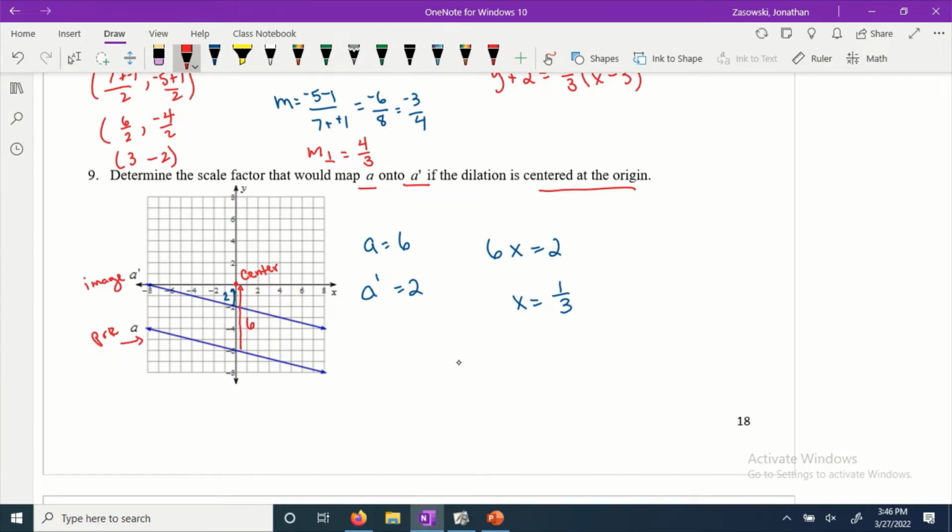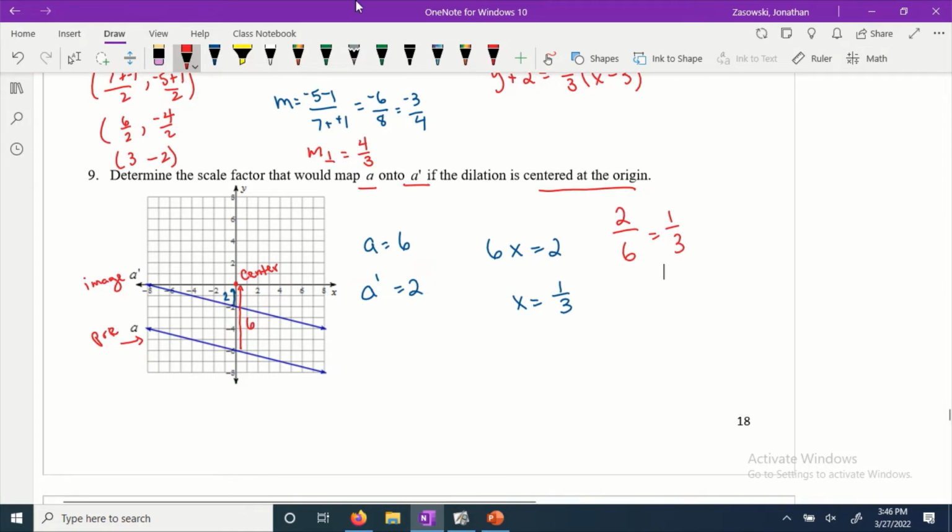So it's 6. We're going a distance of 6 versus a distance of 2. So we're just going to do 6 over, or 2 over 6, I should say. And then 2 over 6 is just 1/3, or 6 times x, what number is going to give you 2, and you can solve that way, okay? So either it's going to be the scale factor for the image divided by the pre-image is one way to do it, okay? Or you can create a little equation itself.